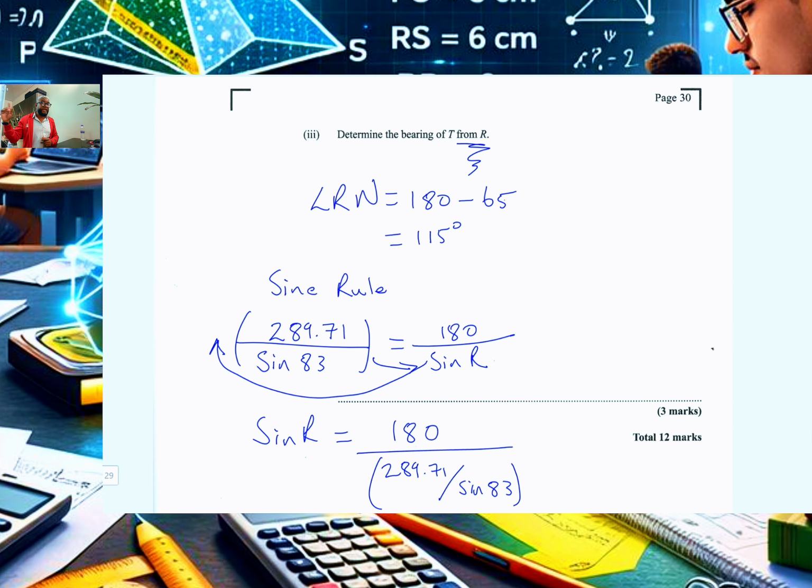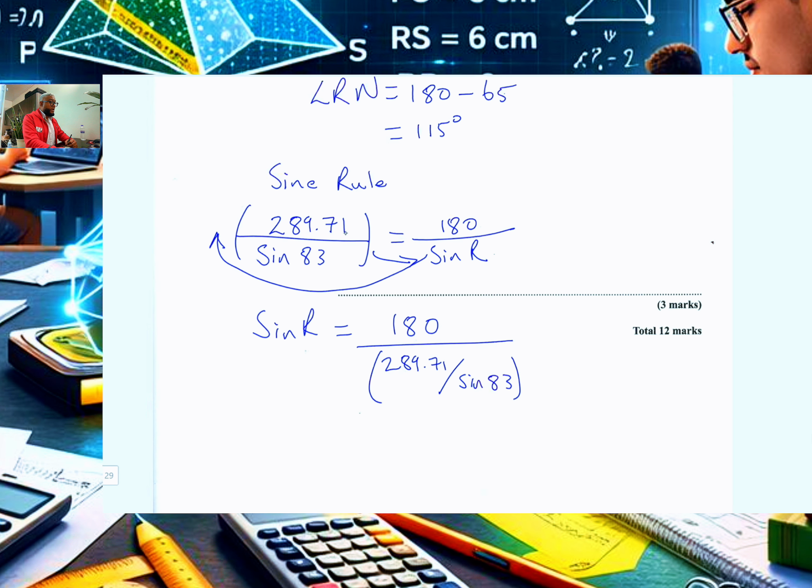This underneath working must be in brackets when you type it on your calculator, my children. It must be in brackets, otherwise you won't get the correct answer. So there we go. When you work out this, you put in 180, press division, you must open your bracket, 289.71 divided by sine 83, close your bracket, press equal. You're supposed to get 0.617.